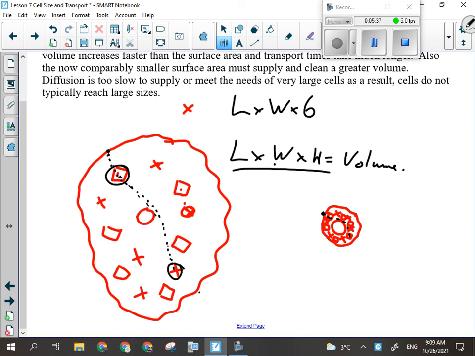So what does a cell normally do as it gets bigger? If it gets really big, what does it do? It divides. Okay? It's not by accident. Okay? A cell can kind of recognize when it starts to be less efficient. Okay? If it's too big, then it will simply divide. All right? Everybody okay with that idea?